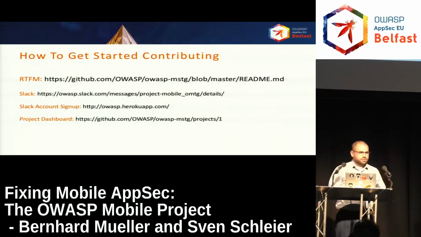So how to get started to contribute. We have a README file in our GitHub that will give you some guidance in the beginning. Everything is coordinated in Slack, so we are in the OWASP Slack channel. And we also have a project dashboard, meaning we have a GitHub project created, and all the missing content is now an issue so that we can easily track it and assign it to people. So if you're interested, you're more than welcome to support us here.